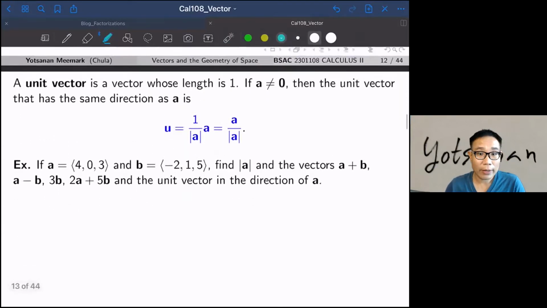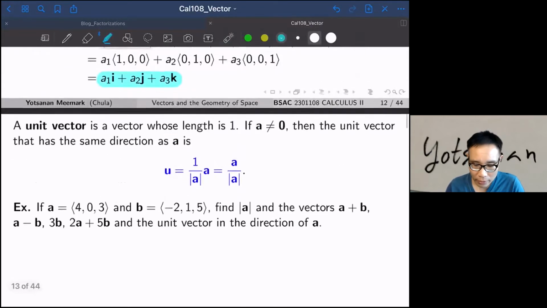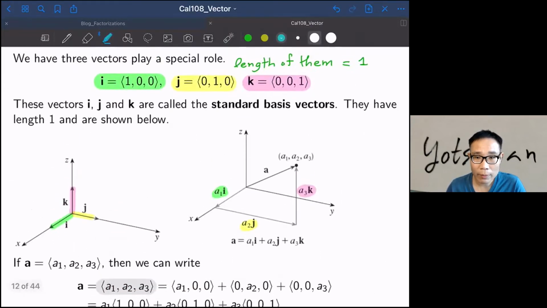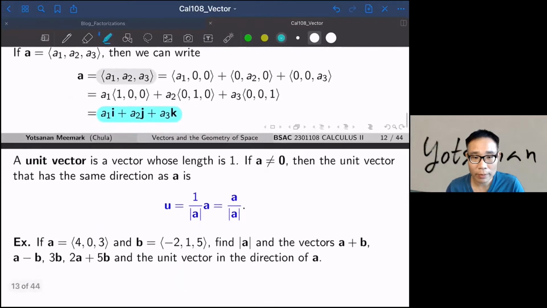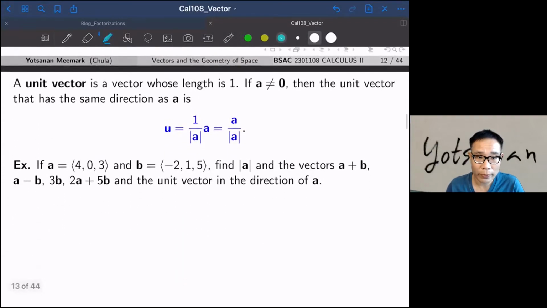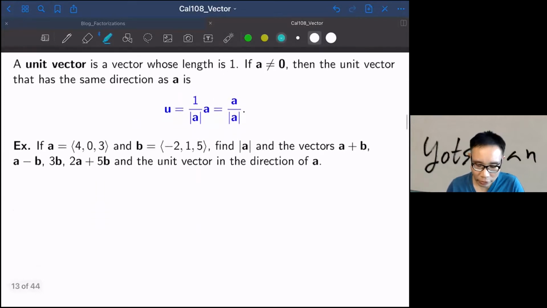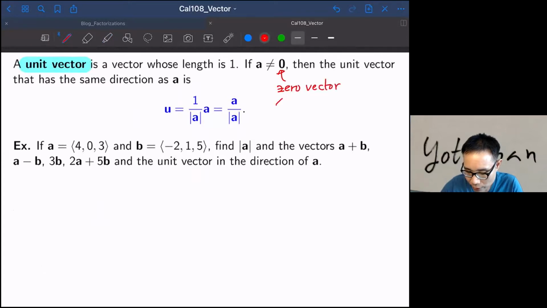Last thing that I'd like to cover: because the vector of length 1 turned out to be important in measuring the behavior of the vector, we're going to have a special name for it. It's called the unit vector. A unit vector is the vector whose length is equal to 1. And if you have the vector A not equal to the 0 vector, the boldface here is called the 0 vector, and this one will be just 0, 0, 0.